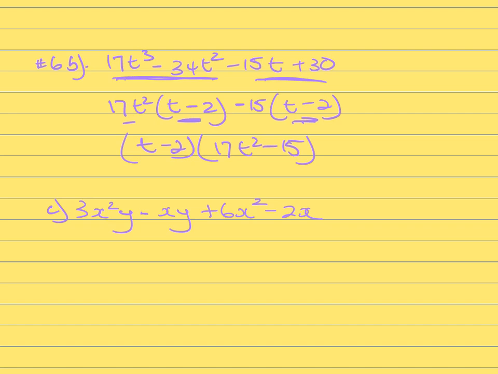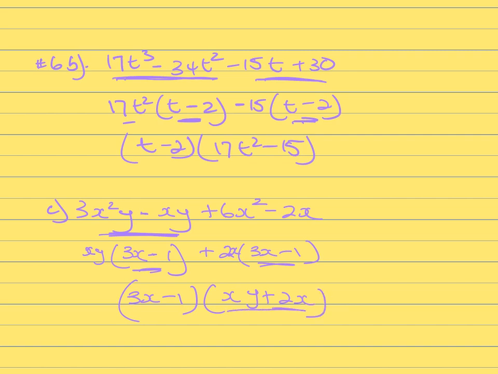C. 3x squared y minus xy plus 6x squared minus 2x. Let's see what's common here. Here we have xy, and we're left with 3x minus 1. And here 2x is common, and we're left with 3x minus 1. 3x minus 1 is now common to both, so we're left with xy plus 2x, and we could notice here that x is also common, so we could pull out x from that, and when you pull out x, you'll be left with y plus 2.